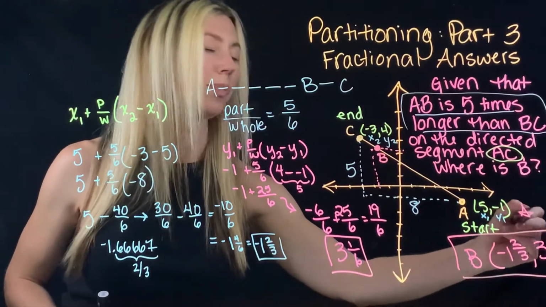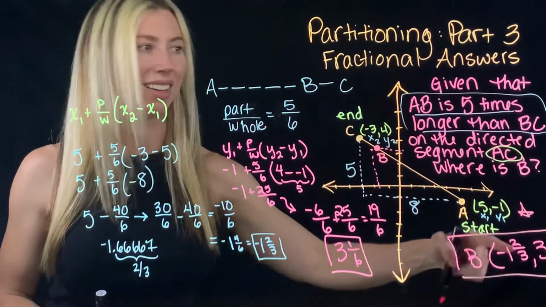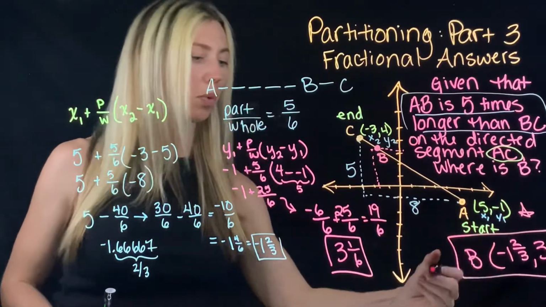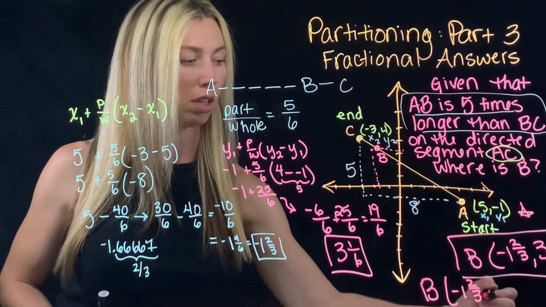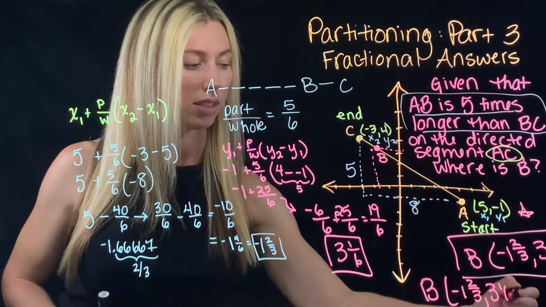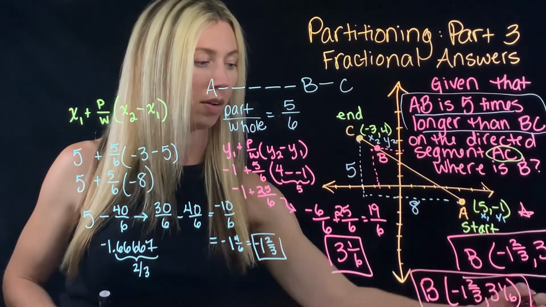Oh, you might not be able to see that 3 1/6. I might have written off the edge of the board, sorry. So B is -1 2/3 and 3 1/6. That's better.